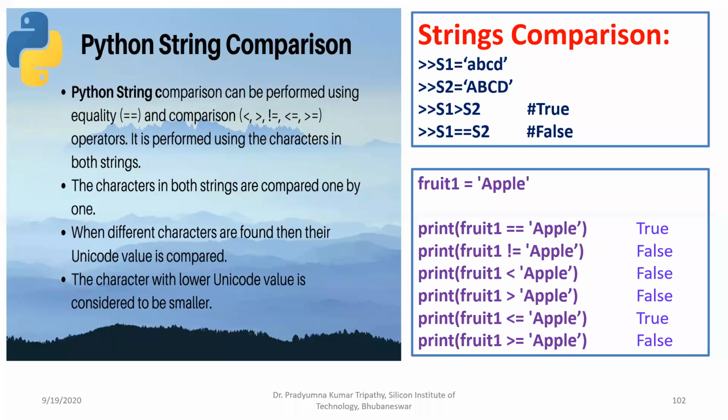Now look over here. Fruit 1 equals apple. Suppose this is the string that I have taken. Now look into these commands and say whether it is true or false. Sir, the last comparison should be true. Fruit 1. Yes, sir. The last comparison should be.